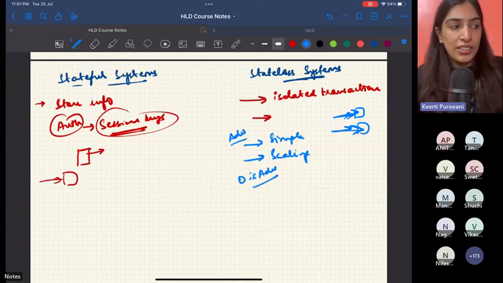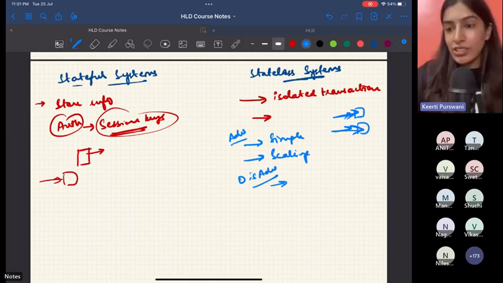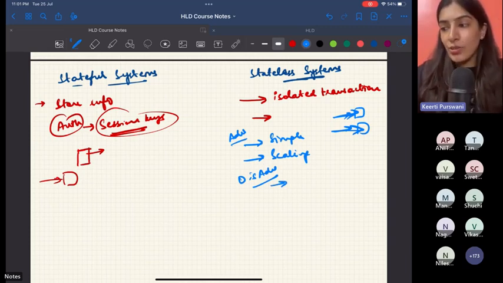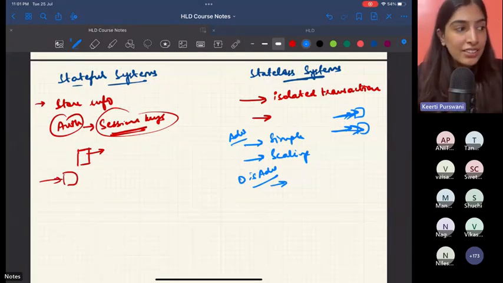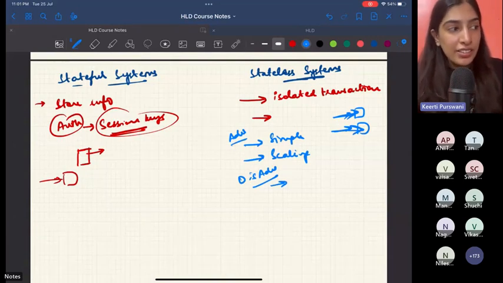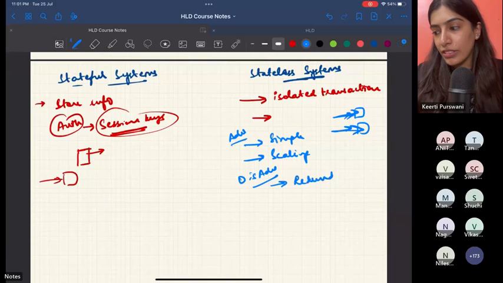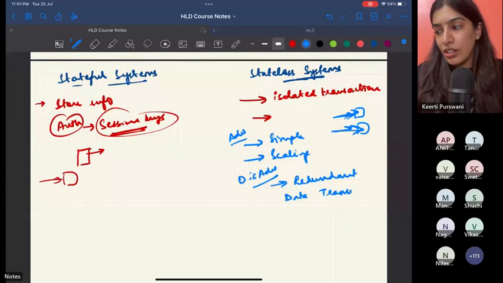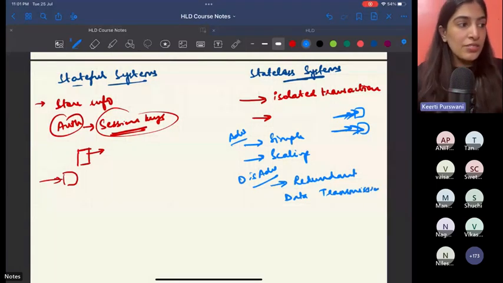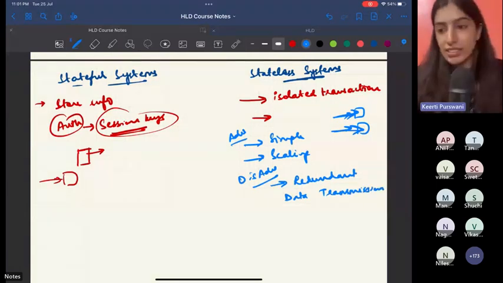What are the disadvantages of stateless? We would have to send the same data again and again, because with every request you have to send the entire information. Love is saying cannot personalize. Yes. So we'll have to send the entire thing. We might have to send redundant data transmission, right? Redundant data transmission. Yes. What else? We have to repeatedly send the same data, no personalization.